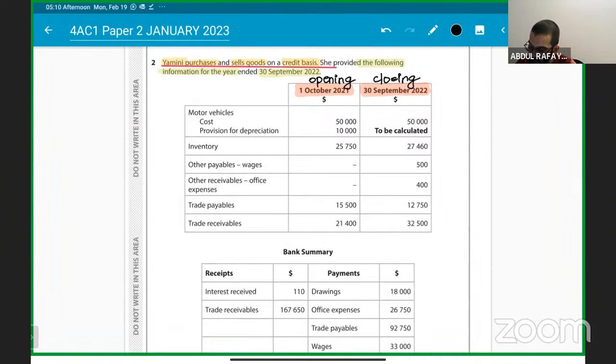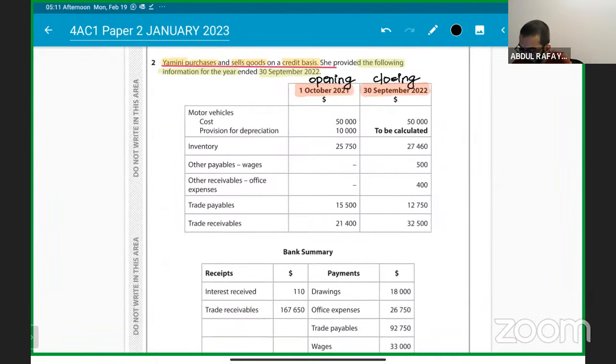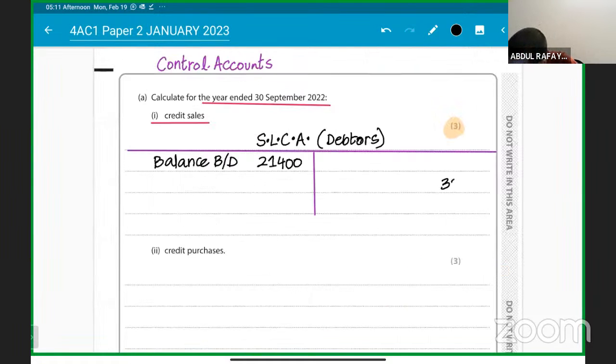So here we go. Our opening balance is 21,400. That will be balance brought down because it's a positive nature account. So balance brought down will be 21,400 and balance carried down, the closing balance, will be 32,500. That will be balance carried down. Getting it clear?